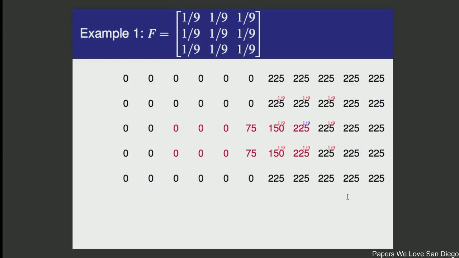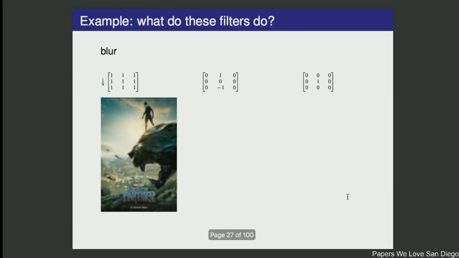Now, what has happened to this harsh vertical edge after convolution? When we had all zeros and then all 255s, it was a very stark vertical edge. And now it goes from 0 to 75, then 150, then 225. So what might that image now look like? It's slightly smoothed, right? It's blurred. And in fact, that's exactly how I created this image, by passing this filter over the original Black Panther poster.